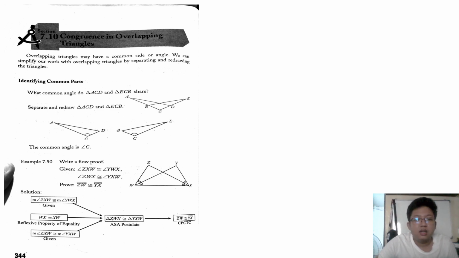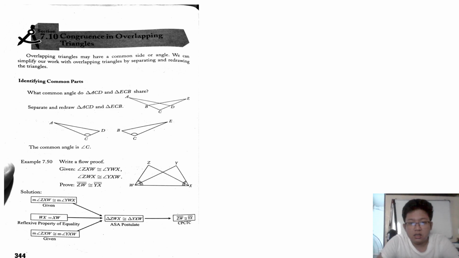When we say overlapping, guys, it means nagpatong, no? And how are we going to know if they're congruent? One easy way to determine if they're congruent is to draw them separately. So, let's have the first example. According to the book, one particular skill that we need to know is to identify the common parts. What common angle do angle ACD and angle ECB share?